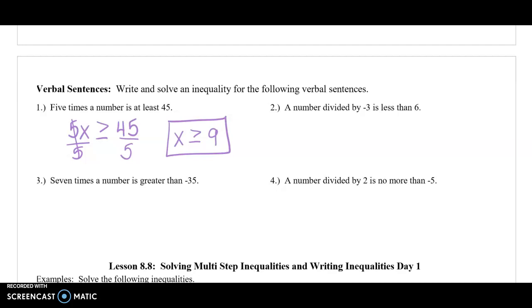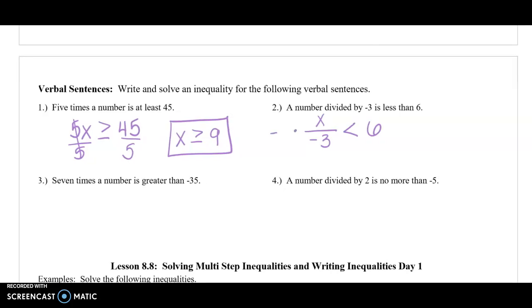Then number 2, it says a number divided by -3. So a number x divided by -3 is less than 6. Okay, so what we're going to do here to solve is multiply both sides by -3. So x would be less than, oh, no, it would not. My apologies. Since we multiplied both sides by a negative, it's actually going to turn to a greater than sign. And 6 times -3 is -18.